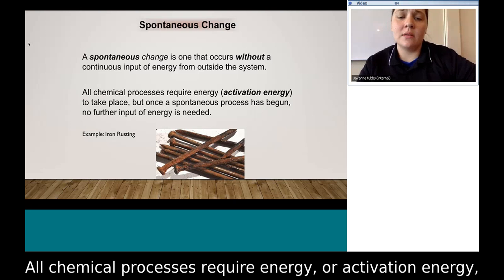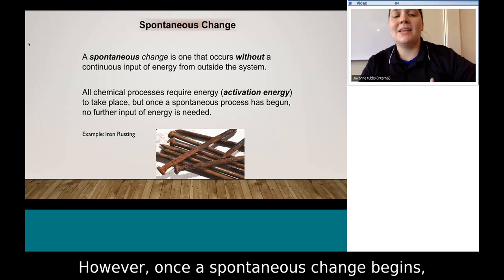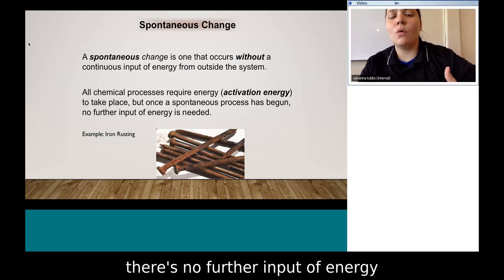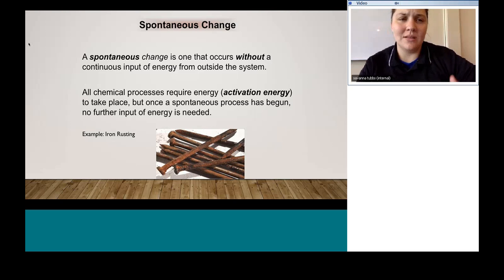All chemical processes require energy or activation energy to take place. However, once a spontaneous change begins, there's no further input of energy that is needed to allow this process to continue.